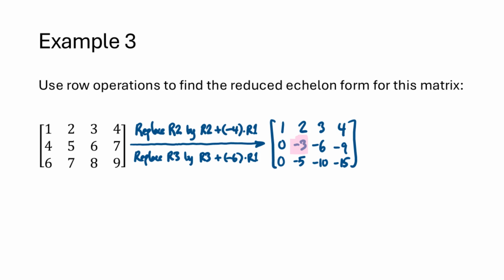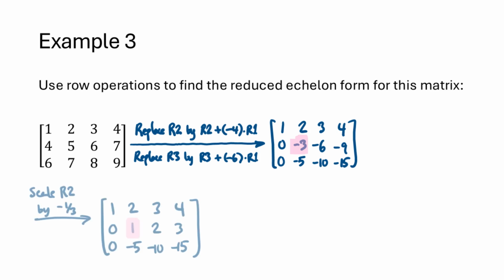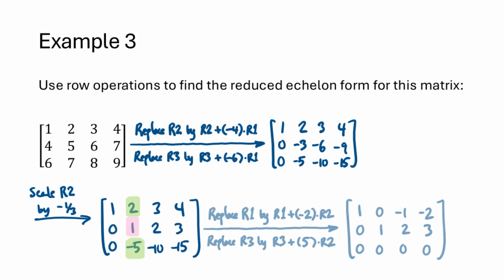We need to scale that pivot to make it be a 1, which means we need to scale row 2 by a factor of negative 1/3. And then we need to use replacement operations to get zeros above and below that pivot. So we need to replace row 1 by row 1 plus negative 2 times row 2. And we need to replace row 3 by row 3 plus 5 times row 2. So the results are here. And once we get to that point, we can realize that, in fact, we are done because this matrix is now in reduced echelon form.